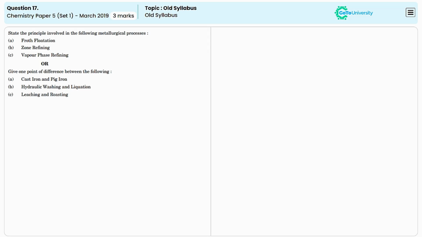Here the question is to state and explain the principle involved in the given metallurgical processes. The first one is froth flotation process. This is a separation process used to extract valuable minerals from ores by making the desired mineral hydrophobic and floating it to the surface of a frothy layer, while the unwanted substances will sink. This can be done by adding substances like pine oil.